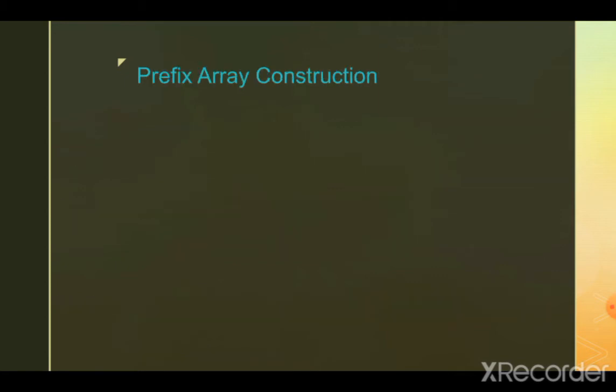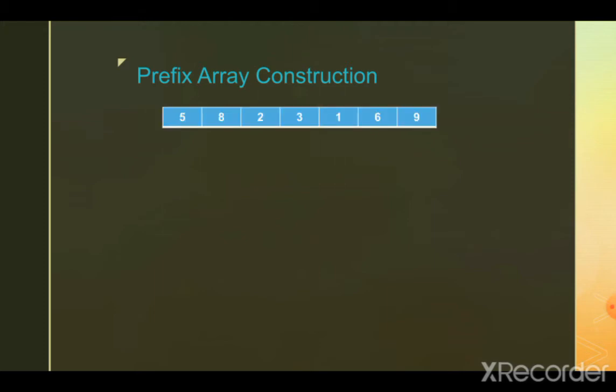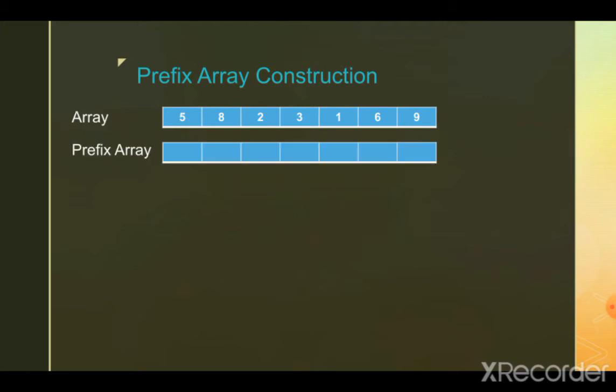Now we will see with a concrete example how the prefix sum array is constructed. Now let us consider this array, and we will step by step construct the prefix sum array. The first element is always equal to the element of the original array, so 5 equal to 5. Now the second element is equal to 5 plus the second element in the array, 8. So it is equal to 13.